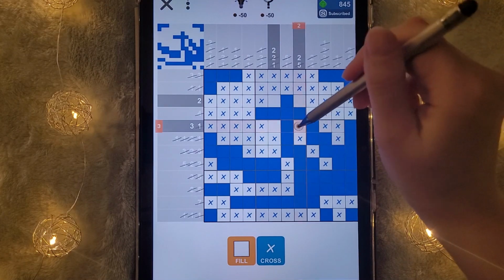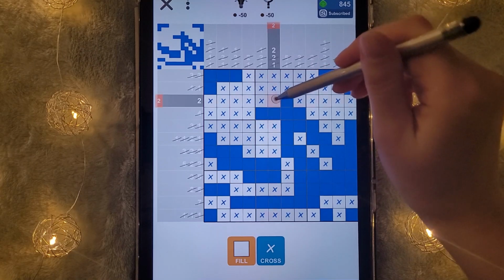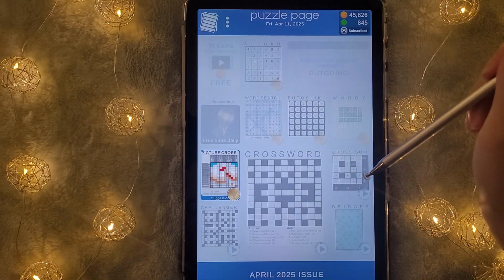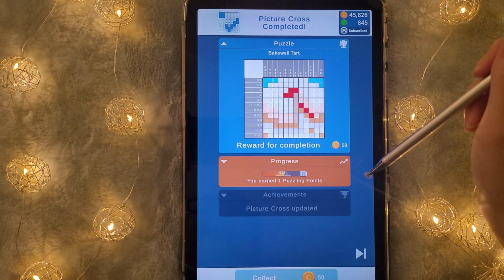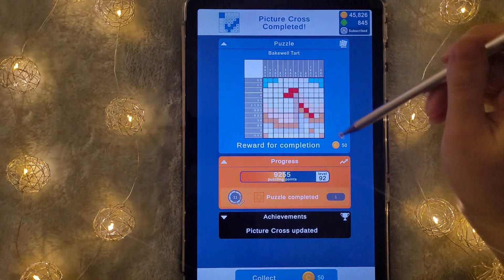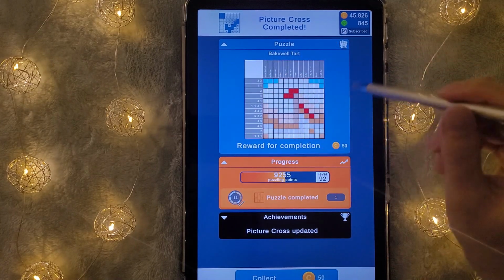And I can fill in the 3 there, which clears out these rows. And we're just left with that one cell. And I can't quite tell what the picture is. Oh, it's a Bakewell tart. Okay, yeah, I see it. I didn't see it at first. Alright, that one was fun.